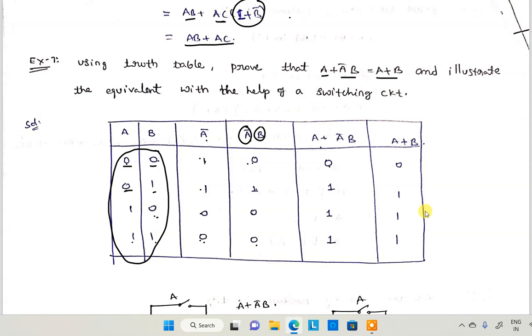0 plus 1, 1. 1 plus 0, 1. 1 plus 1, 1 only. Okay. Finally, these two combination A plus B. 0 plus 0, 0. 0 plus 1, 1. 1 plus 0, 1. 1 plus 1, 1.